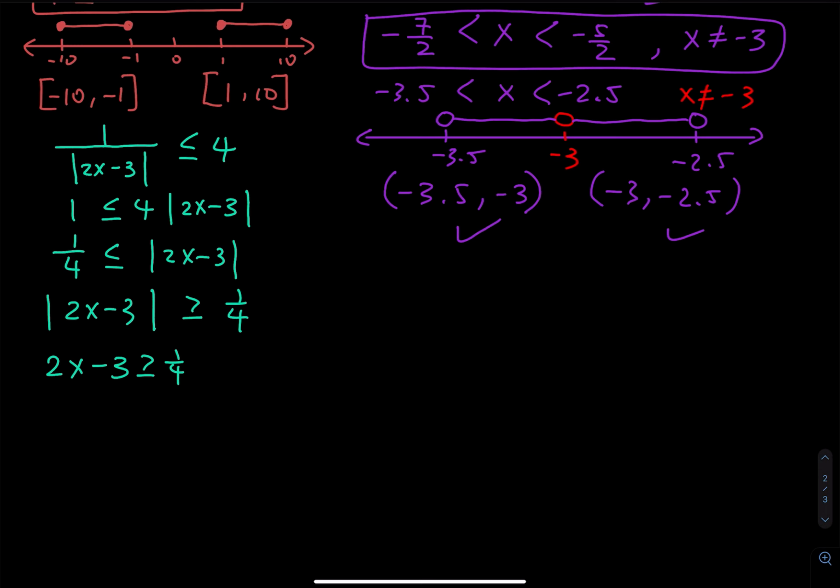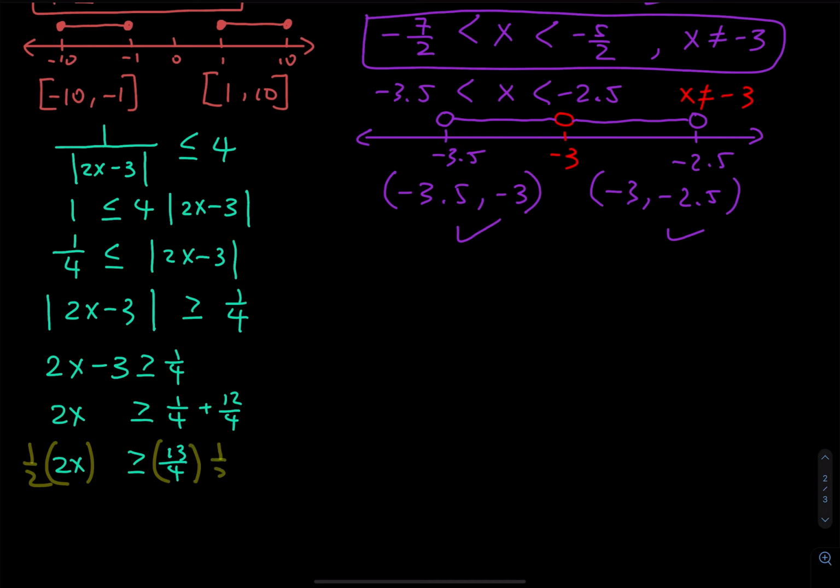Let's solve that. You add 3 on both sides, so 3 becomes 12 over 4. So you have 2x greater than or equal to 13 over 4. And then once you divide by 2 on both sides, or multiply both sides by 1/2, the bottom becomes an 8. So x is greater than or equal to 13 over 8.